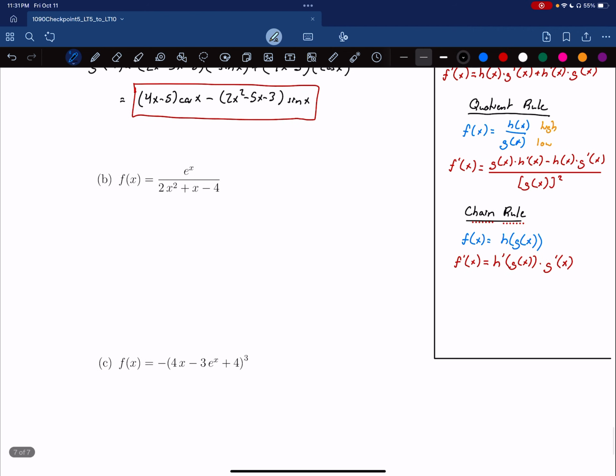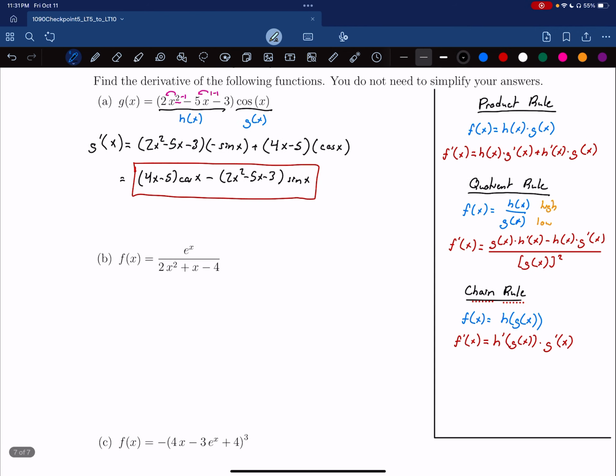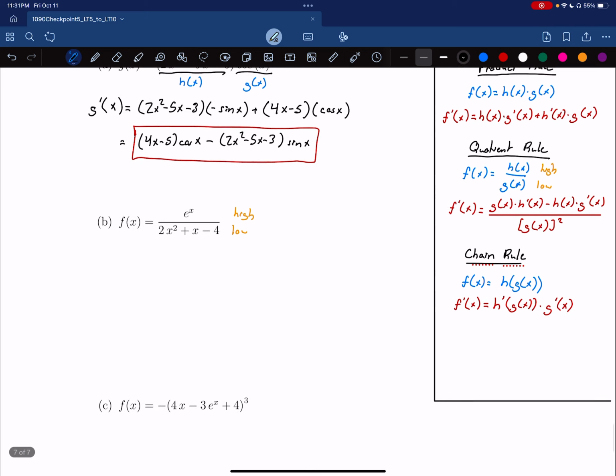Alrighty, on to part B. The first thing I see is this division symbol, this fraction symbol. So I'm going to take a wild guess and say that it's the quotient rule. Here we have our high function, e to the x, and our low function, 2x squared plus x minus 4. So let's figure out this derivative, shall we?